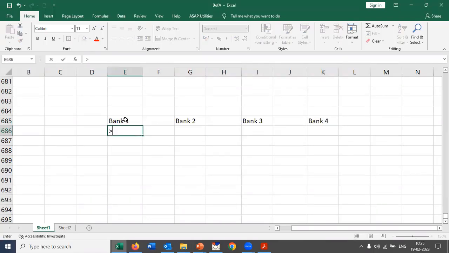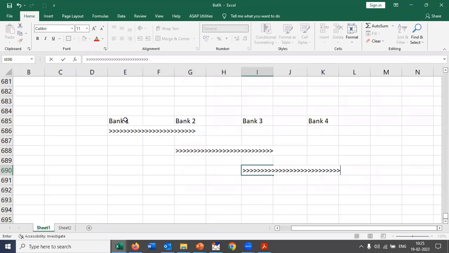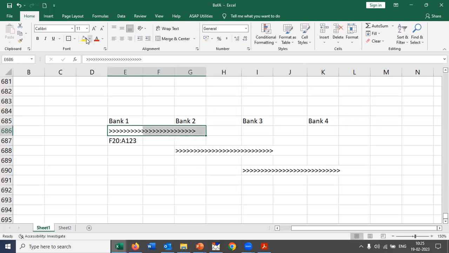Bank 1 can create a message, send it to Bank 2. Bank 2 can create a message, send it to Bank 3. Bank 3 creates a message, sends that to Bank 4. Now, when Bank 1 creates a message, had it been an MT message, in field 20, I would have added something like, let's say, A123 as the identifier. This is the identifier which is point to point, from point Bank 1 to point Bank 2. This identifier is going to be used.